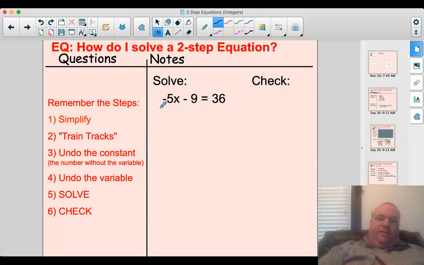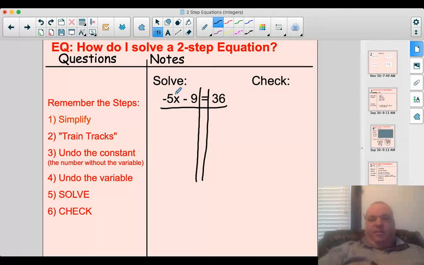So first I'm going to start by simplifying. When I'm simplifying, I'm looking to see if there's any parentheses I need to get rid of or like terms to combine. And there isn't in this case. You might be thinking negative 9 and 36 would be like terms. Well, they are, but they're not on the same side right now. So we can't combine them right now. They're on different sides. All right, so no simplifying to do.